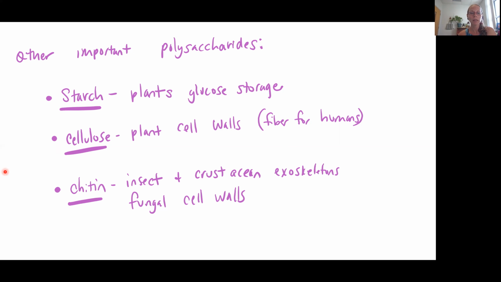And then chitin is another important polysaccharide. We'll see that this molecule is produced by insects and also crustaceans in order to help make a tough exoskeleton. And we'll see chitin also in the fungal cell walls. So we'll see that both fungi and plants have cell walls. This is one of those features that is different in between plants and animal cells, which is really our focus for this semester. We'll be comparing plant and animal cells.